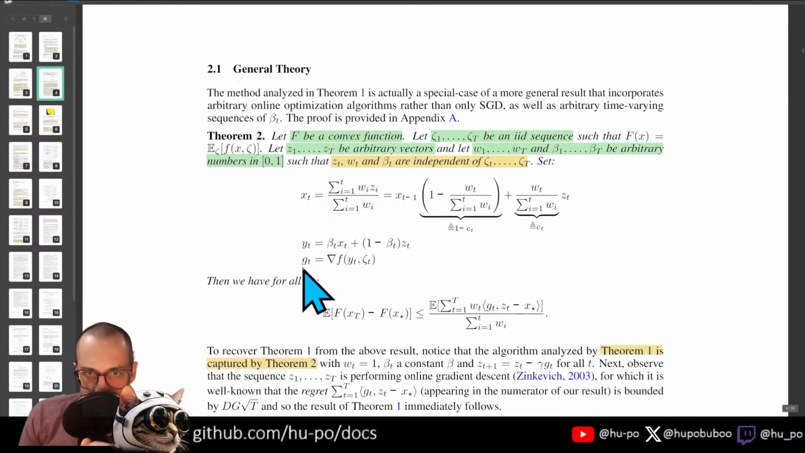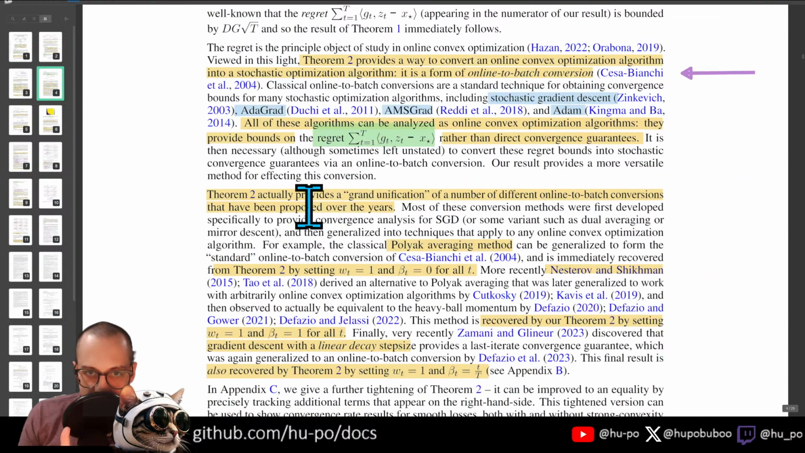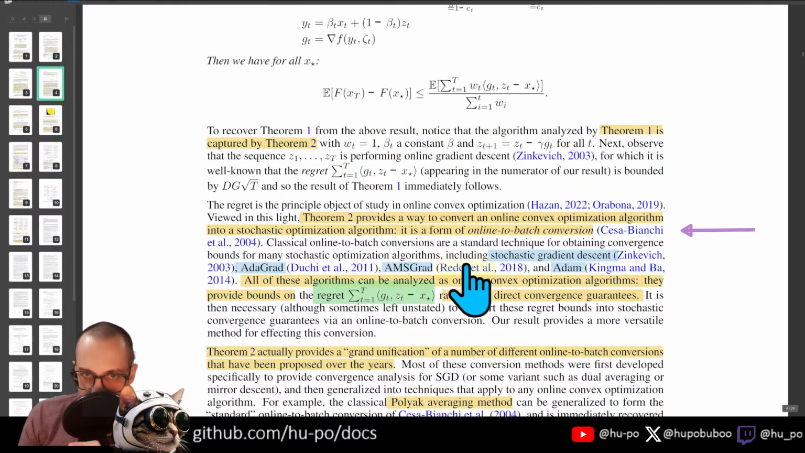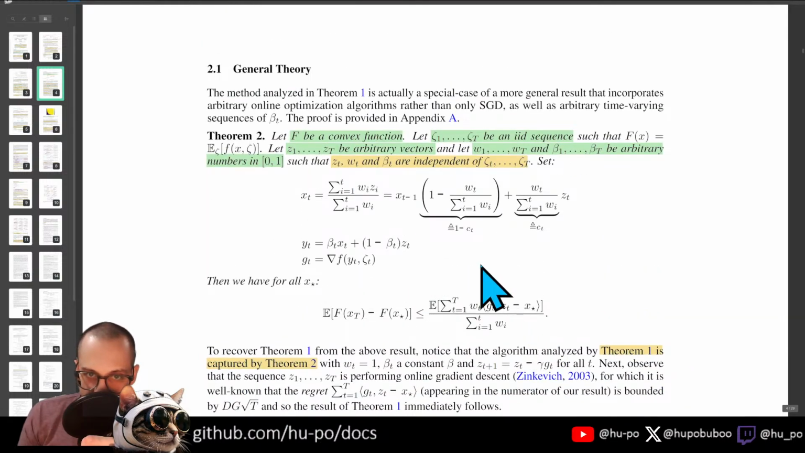Okay, general theory. This is going to be the more interesting one. Theorem 2 is going to be the grand unification of a number of different online batch conversions that have been proposed over the years. So we have f, the convex function, the same thing as before. We have some IID sequence of zetas. We're trying to minimize some loss function here.